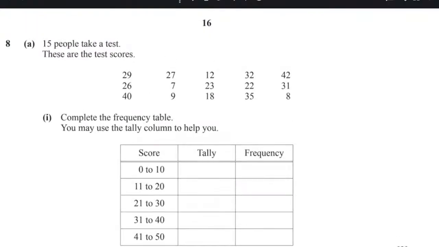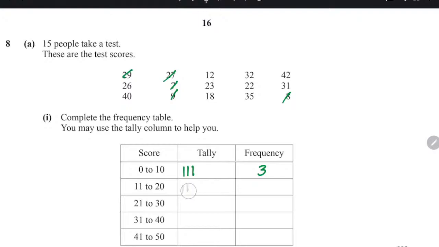These are the test scores. You may use the tally column to help you. So tally will be just doing 1, 2, 3, 4, 5. When there are 5, you do this. So let's say 0 to 10. This is the first one, so you put 1. This is the second one, you put 2. This is the third one, you put 3. That is between 0 and 10, so there are only 3. So the frequency is 3.